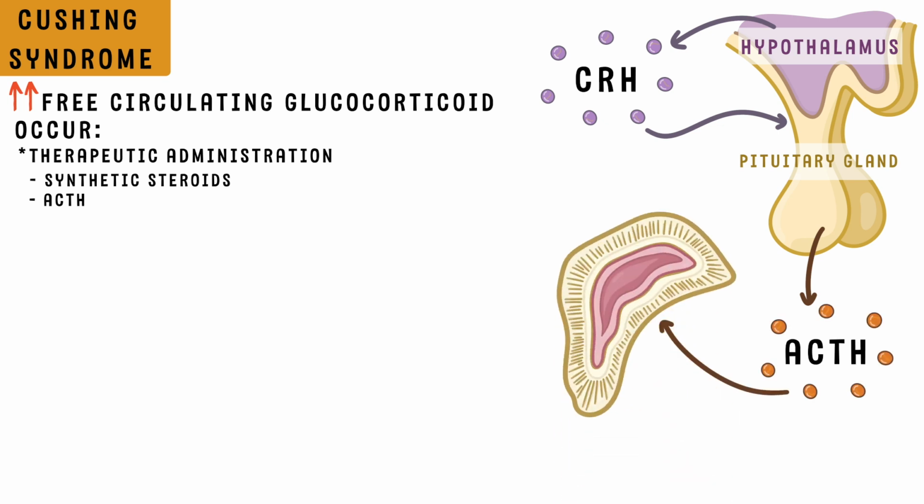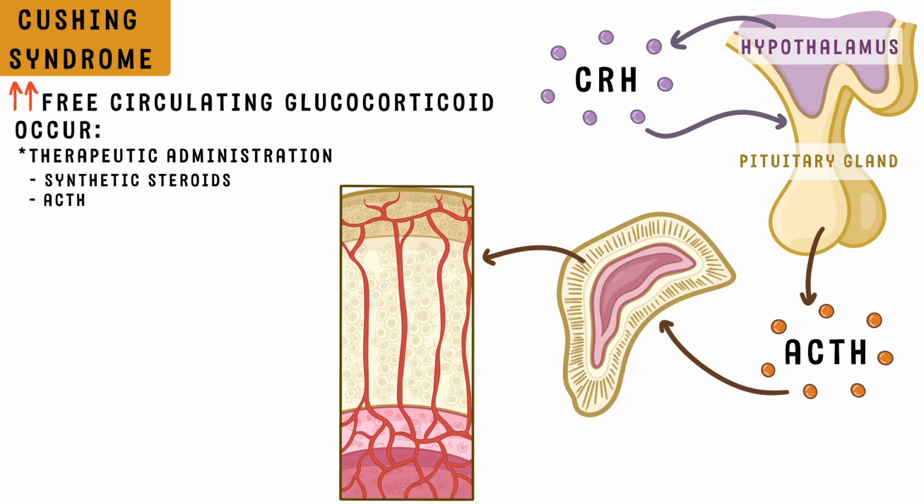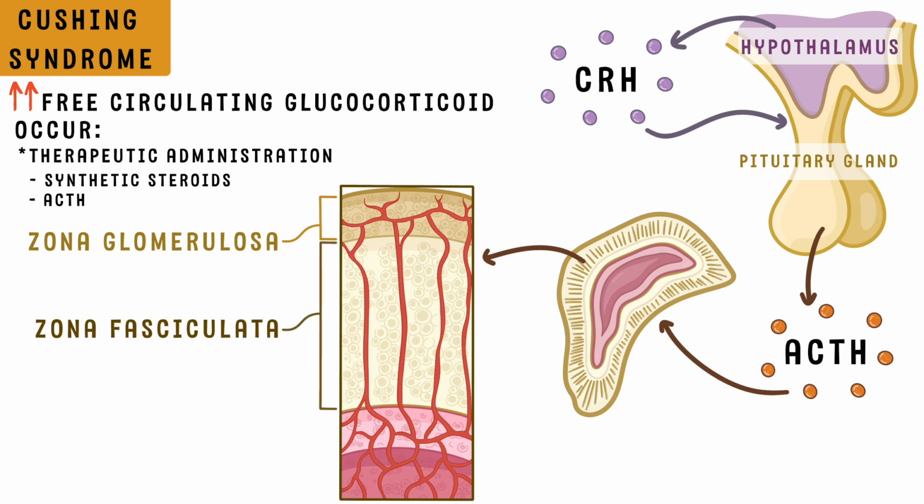ACTH then travels to the pair of adrenal glands on top of each kidney, where it specifically targets cells in the adrenal cortex. The adrenal cortex is the outer part of the adrenal gland and is subdivided into three layers: the zona glomerulosa, the zona fasciculata, and the zona reticularis. Zona fasciculata is the middle zone and also the widest zone, and it takes up the majority of the volume of the whole adrenal gland.